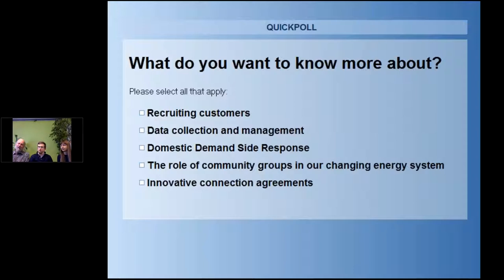There have been a number of questions about the potential role of batteries to support this type of approach, both in the home and in the network. Can the team comment on this?